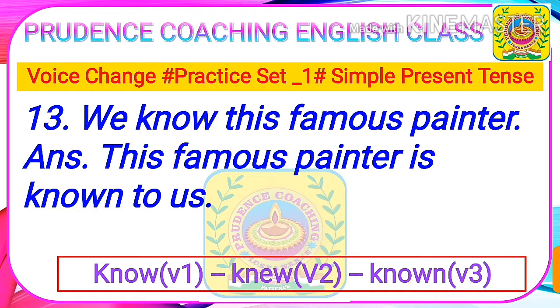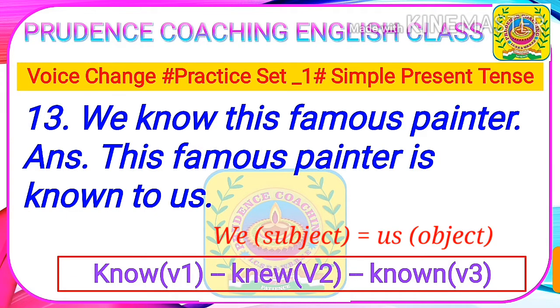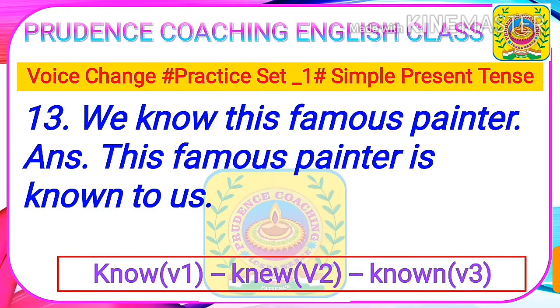But one thing you need to know, that after known we always use to in the passive voice, without using by. So we will write known to, not known by. If you write known by, then you will be wrong. So you need to write known to. Our final sentence in passive voice will be this famous painter is known to us. Now let's start with the next one.